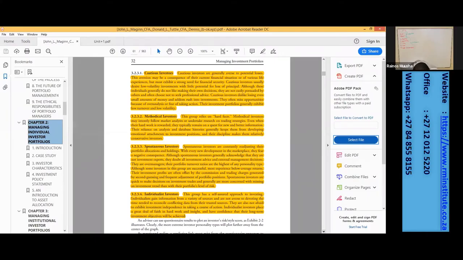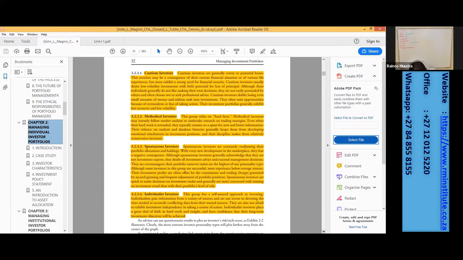The second one is methodical investors, and here they say this group relies on hard facts. Methodical investors may intently follow market analysts or undertake research on trading strategies. Even when their hard work is rewarded, they typically remain on a quest for new and better information. Their reliance on analysis and database histories generally keeps them from developing emotional attachments to investment positions, and their discipline makes them relatively conservative investors.